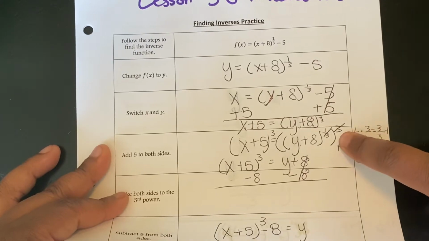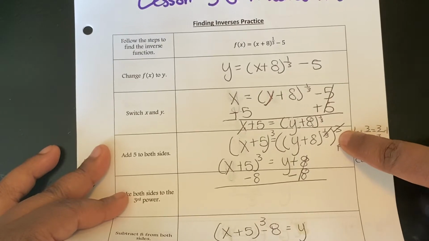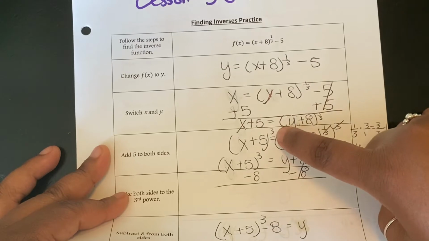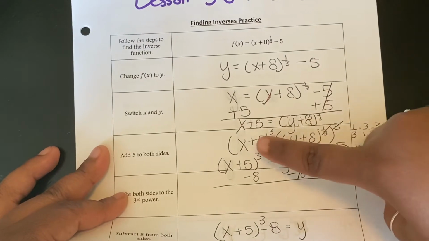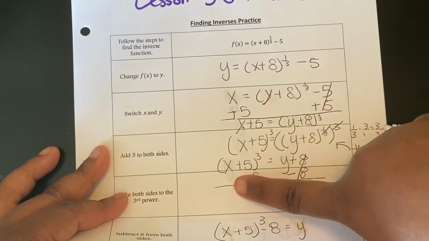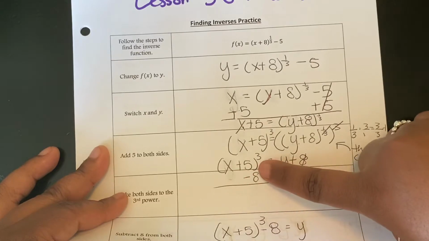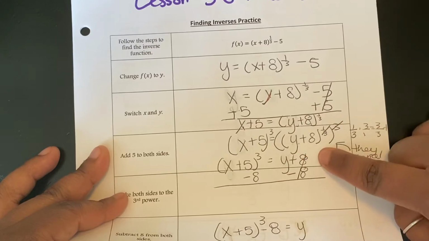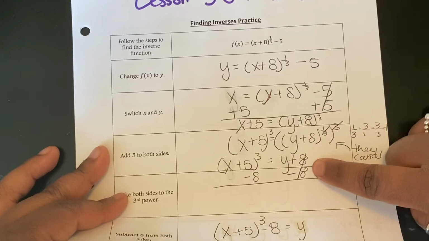So I raised the right side of this equation to the power of 3, and that gives us the exponent 1. And then I raised the left side to the power of 3, because what you do on one side, you must do on the other. So then we're left with (x plus 5) raised to the power of 3 equals y plus 8, because (y plus 8) to the first power is just y plus 8.